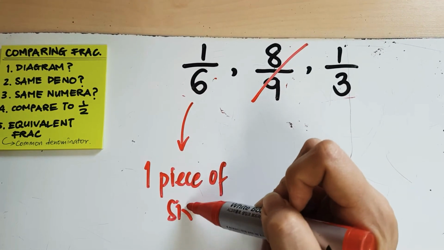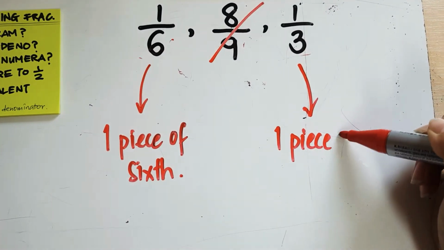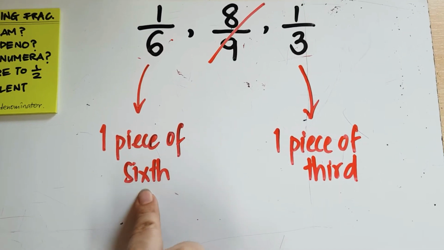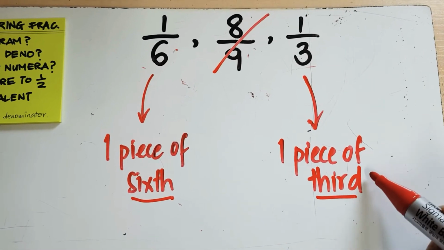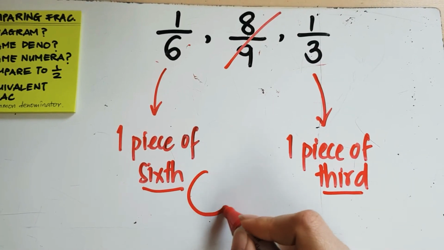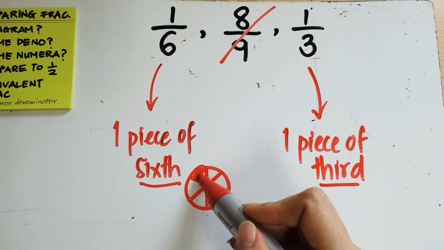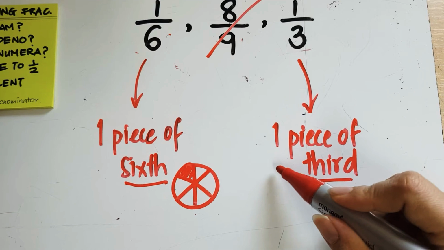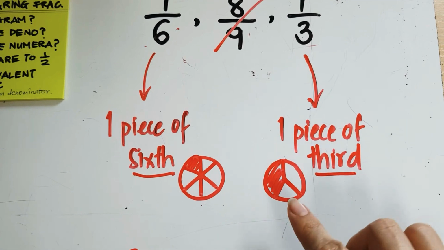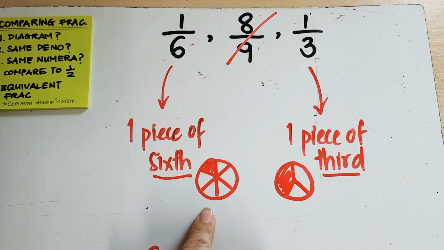of 6, and same numerator means one piece of thirds. So all I need to think to myself is, are sixths or thirds bigger? Now, a denominator of 6 means the whole is cut into 6 equal parts, and I only have one piece. Thirds means the same whole is cut into 3 equal parts, and I have one part. Now, the diagram shows that thirds are bigger and sixths are smaller.